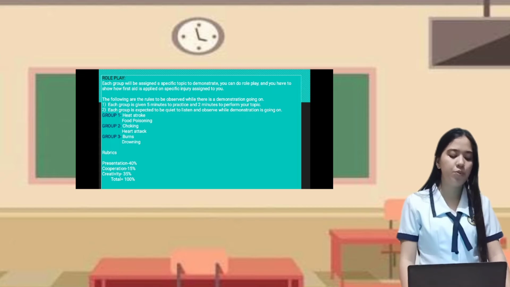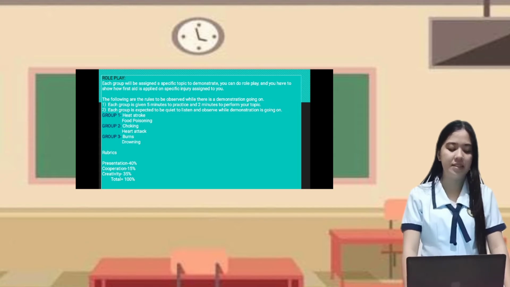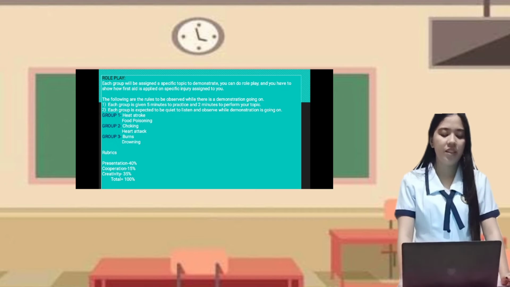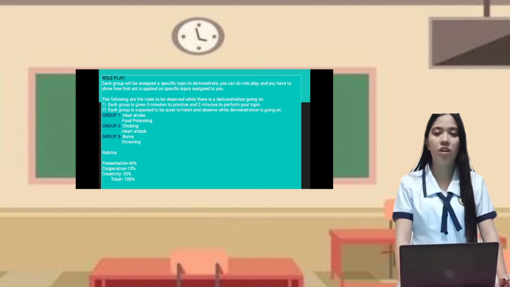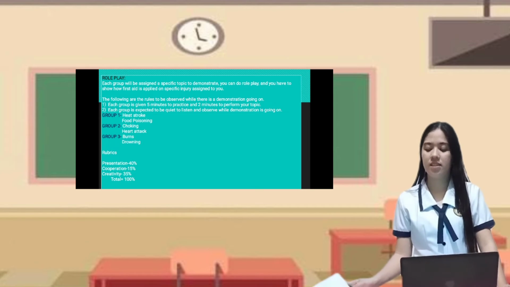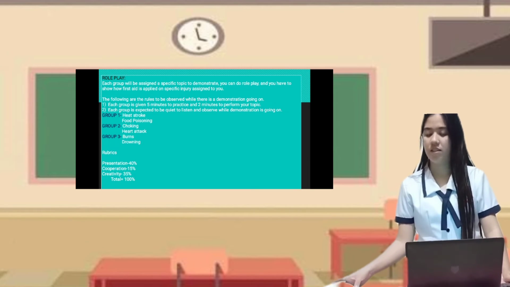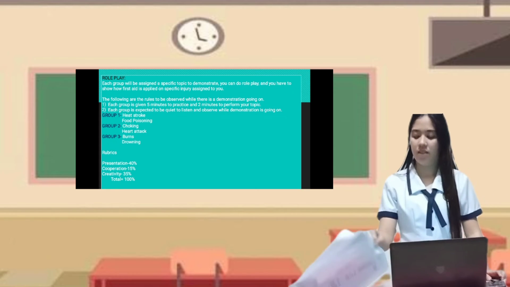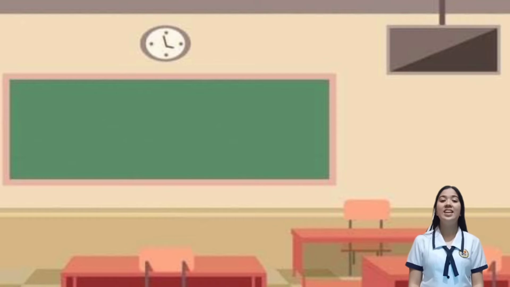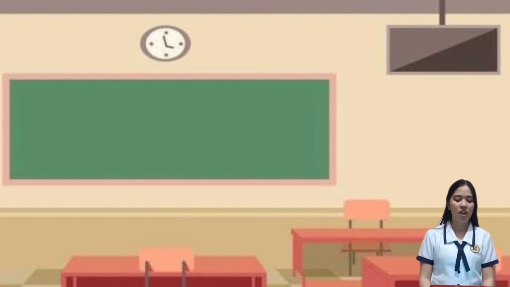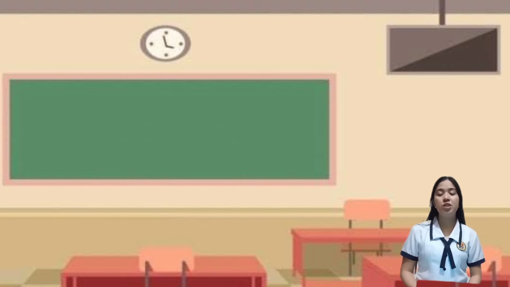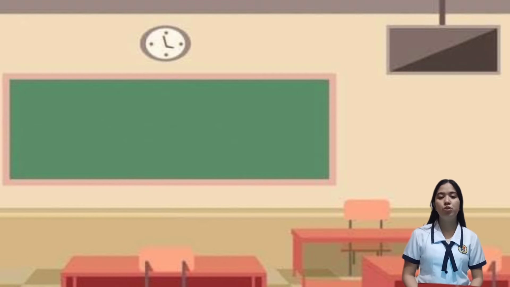So this is the rubrics. Presentation 40%, cooperation 15%, creativity 35%, total of 100%. So class, starts now. Job well done, class. You have shown how first aid is applied on the specific injury assigned to you.